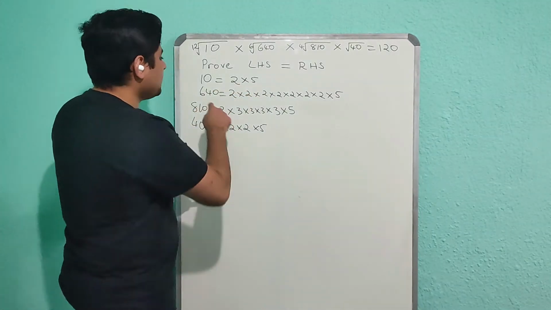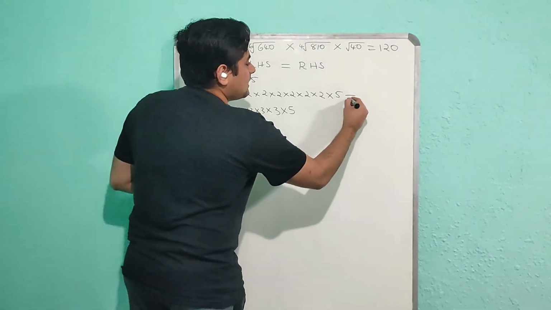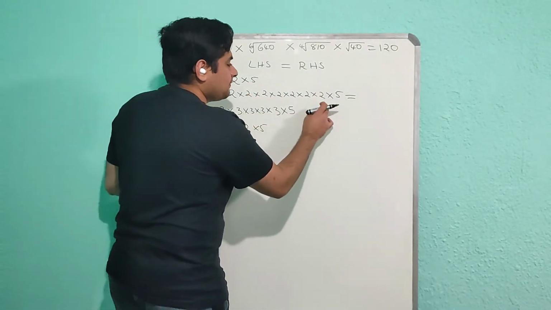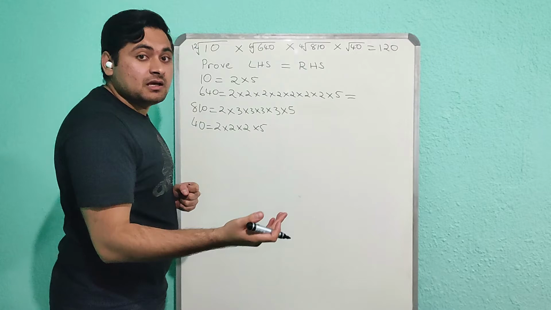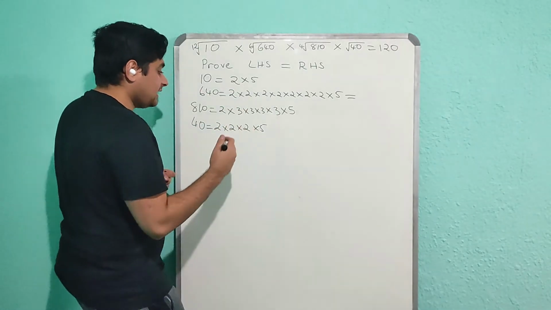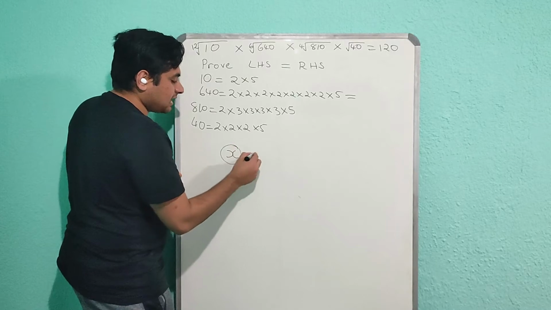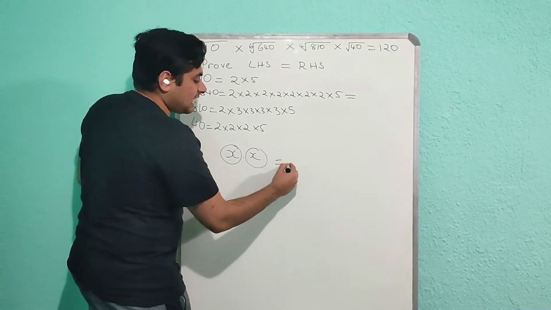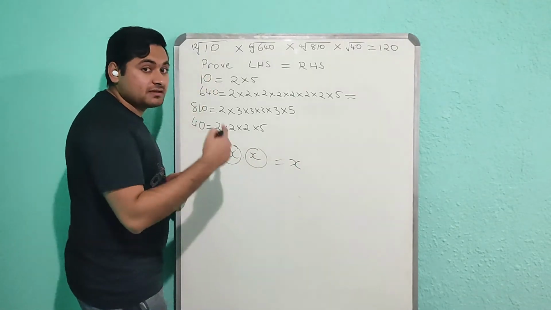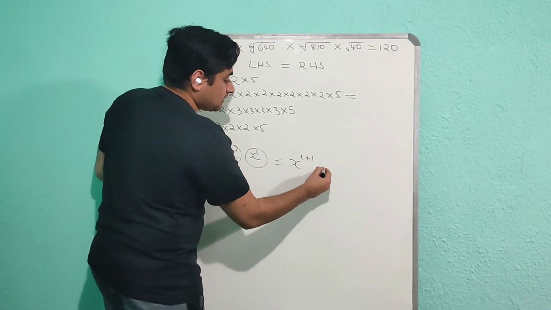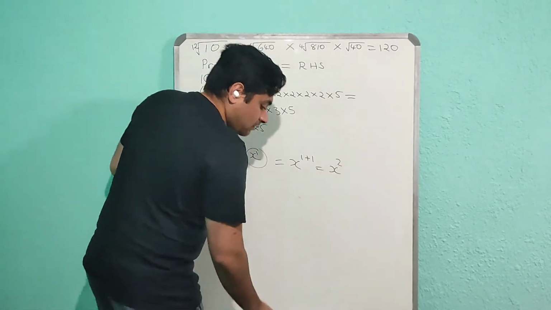2 times 5. But in terms of 640, I hope you remember from our exponent rules, if our bases are the same, it means we simply add their powers, right? We simply add the exponents. So if you have x times x, we can see our bases are the same, so we simply add the powers. If there is no power, there exists an invisible 1, so we add 1 plus 1. The answer therefore is x to the power of 2.